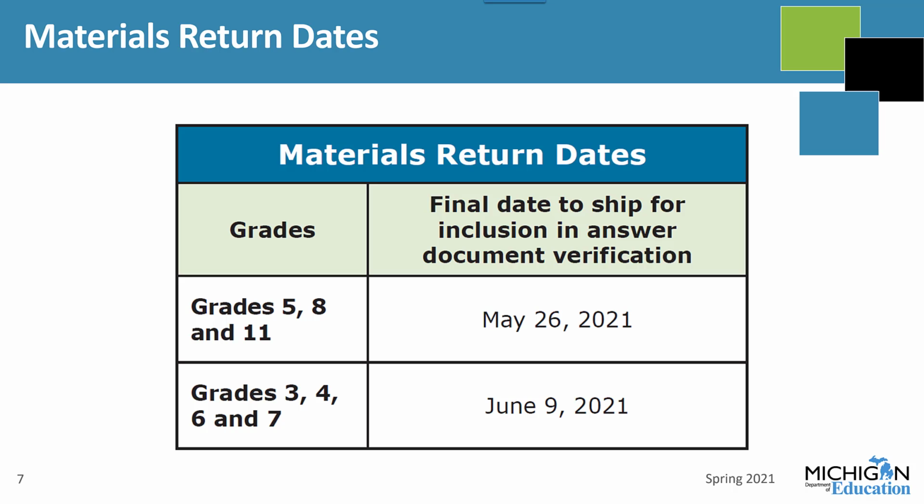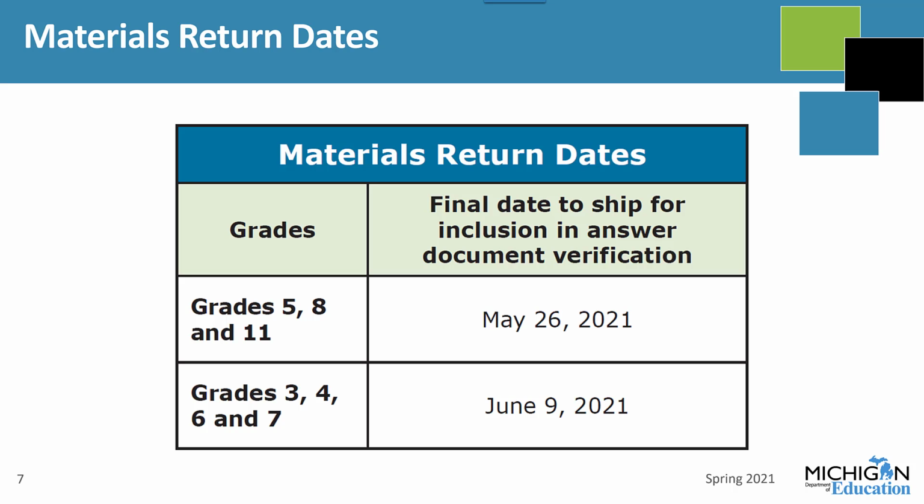Here are the deadlines to return those secure materials that the scoring contractor is expecting. May 26th for grades 5, 8, and 11, and June 9th for grades 3, 4, 6, and 7. These dates are in the TAM on page 70, and they're included in the Important Dates documents.